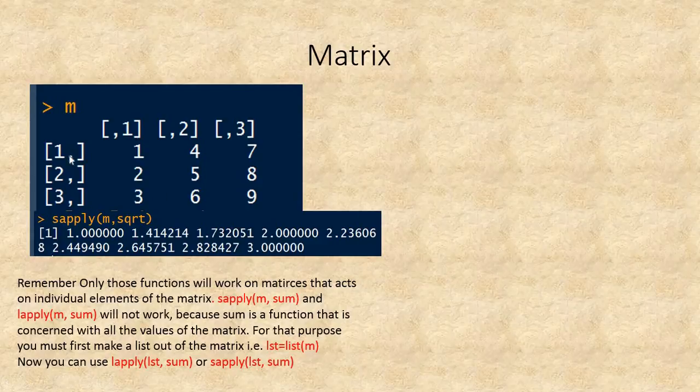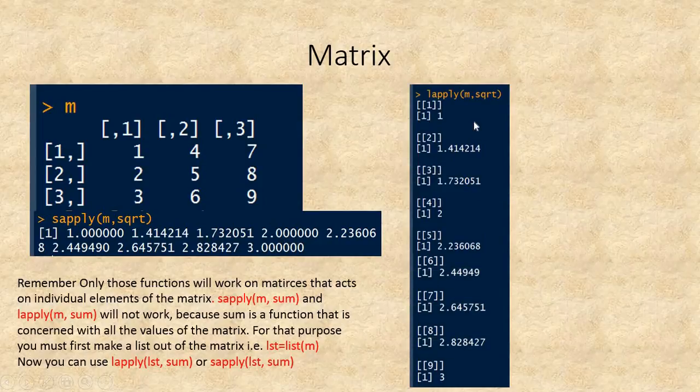For example, if you use the sapply function on this M and then the square root function, it will take the square root of each element and will result in a vector output. The same result will be an output if you use apply, but the data structure will be different. That is, its output will be a list.